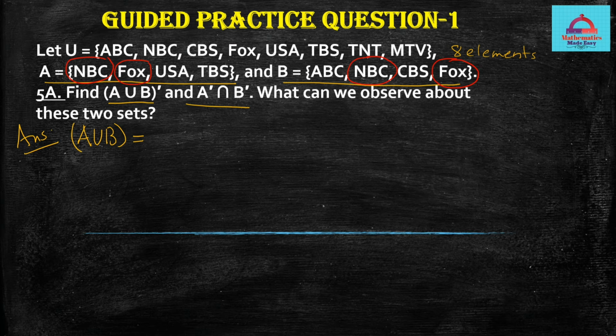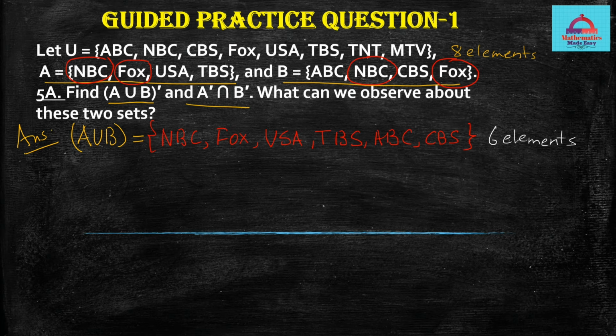So we will just write NBC, FOX, because they are coming 2 times, so I'm going to write them 1 time, and the remaining elements. So USA, TBS, ABC and CBS. So let's count now how many elements. 1, 2, 3, 4, 5, 6. This has got 6 elements.